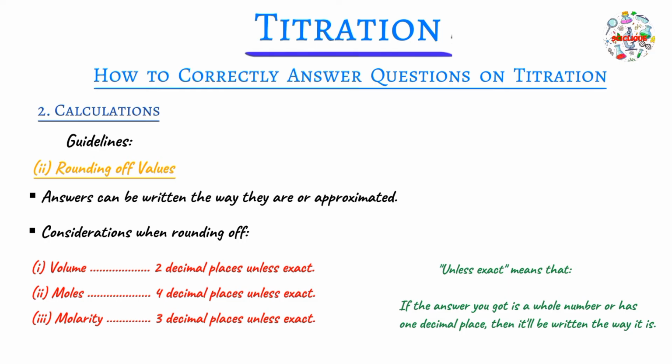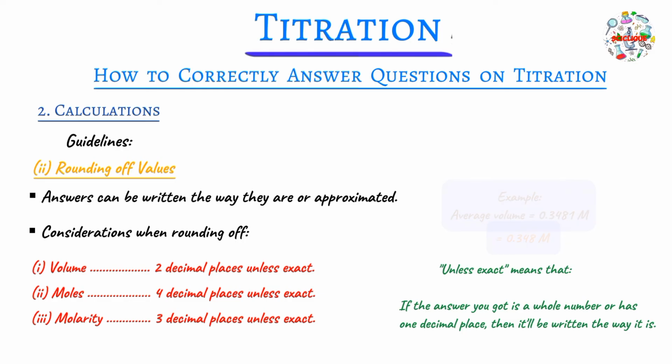Molarities should always be rounded off to 3 decimal places. So for example, if you get an answer stated as 0.3481 M, you can round it off to 3 decimal places, giving you 0.348 and not 0.35 or 0.34. That will cost you a mark.